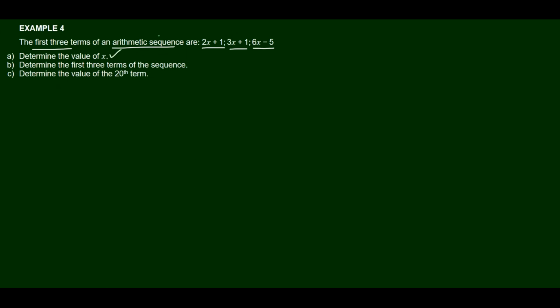What do we know about arithmetic sequences? Remember, we discussed this when we introduced the topic. We say that t2 minus t1 is equal to t3 minus t2, and you can go on like that until we say it is equal to tn minus t(n-1). Okay, we're answering A here, right?